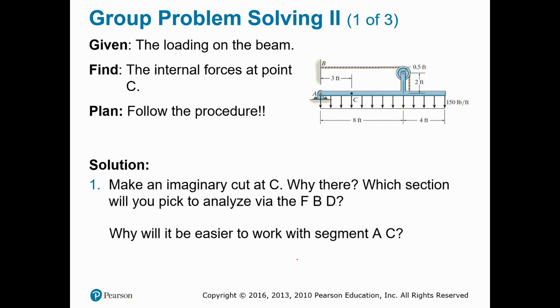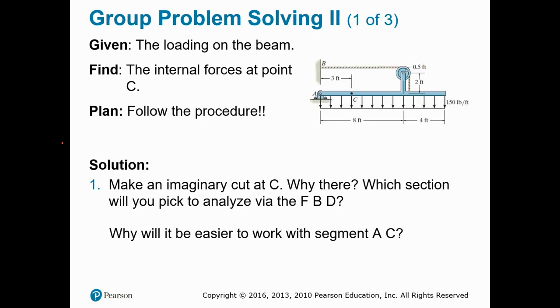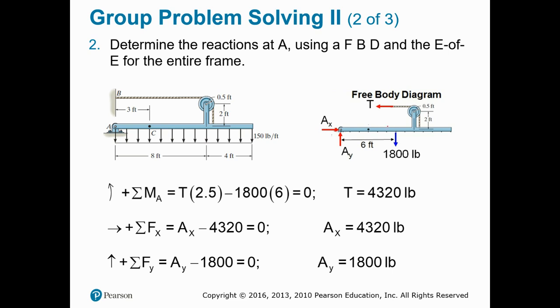Last group problem here, we're looking for what's going on at point C again. Now, at the bottom for this problem, you have a distributed load. It's 150 pounds per foot. That means we have 12 feet total. We're going to multiply 150 times 12, which gives us the total magnitude of this force, 1,800 pounds. And the location of it will be right in the middle of this entire beam. 12 feet total, so it will be 6 feet right there in the middle. That's where that comes from.